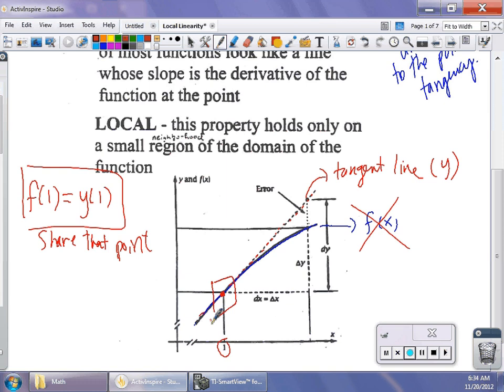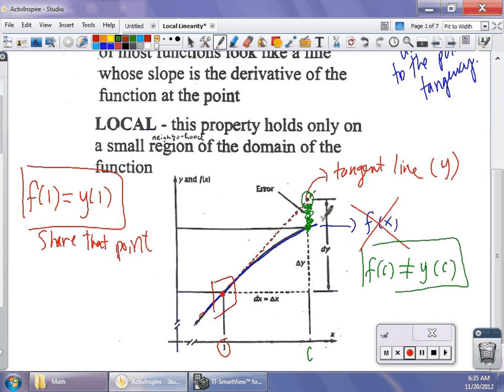Now, if you come out here to this point that they've highlighted, here is the y value on the given curve at this particular value of x. I'll call it c. So at x equal to c, f of c is not equal to y of c. In other words, the output of the blue curve is not equal to the output of the red tangent line. And furthermore, there's quite a bit of error in here. So I would say that the tangent line would not be a good approximator of y values for the blue curve.